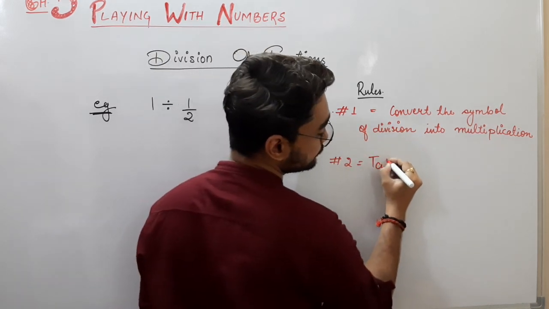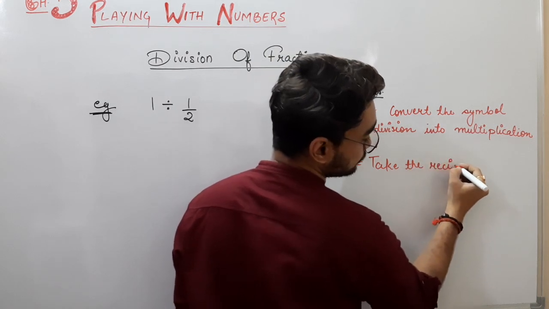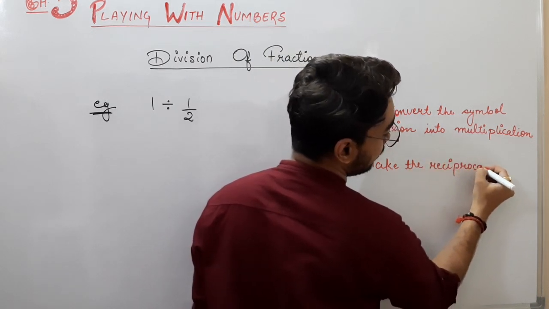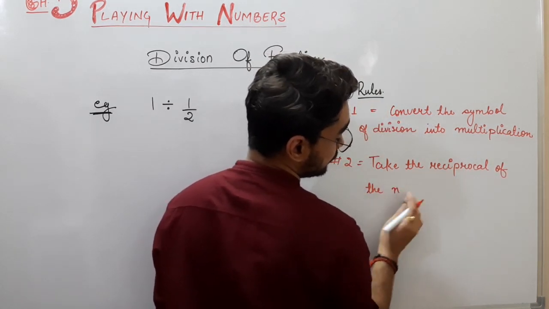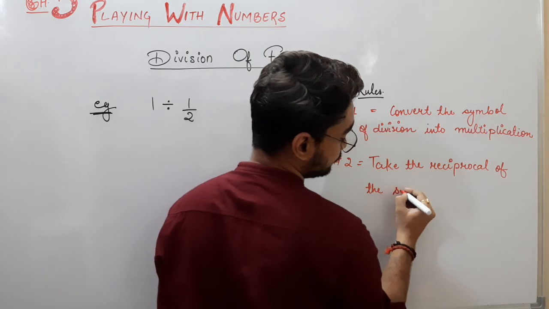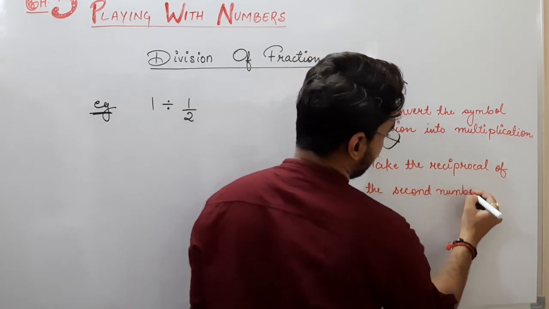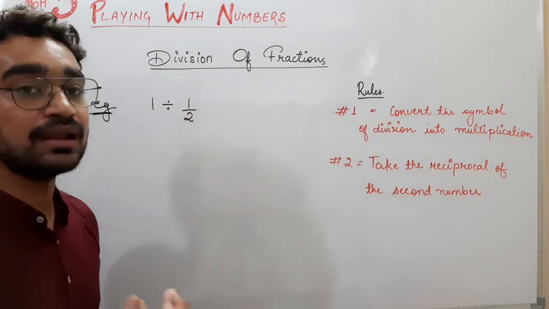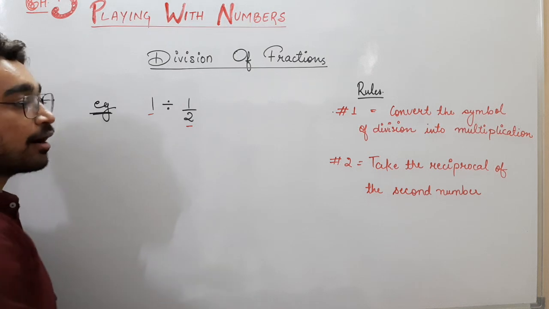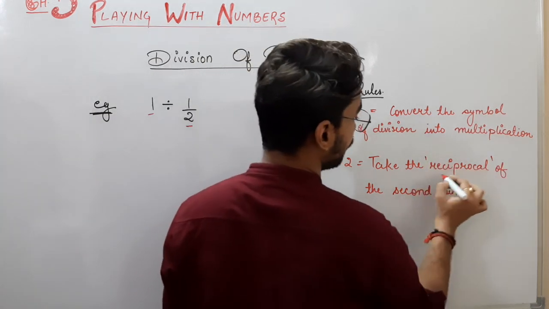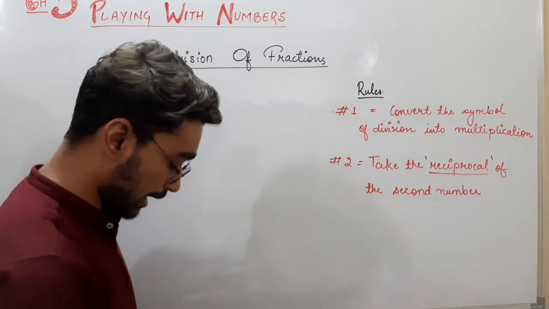take the reciprocal of the second part or the second number. Take the reciprocal of the second number, or I can say the last number. Here this is the first number, this is the second number. Now what is reciprocal? What do we mean by reciprocal? Reciprocal means the reverse of that.